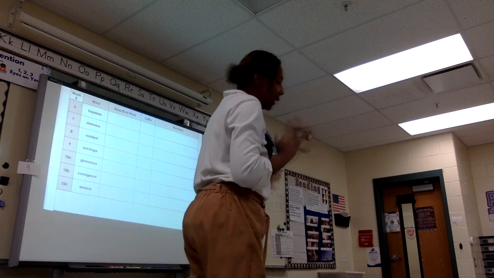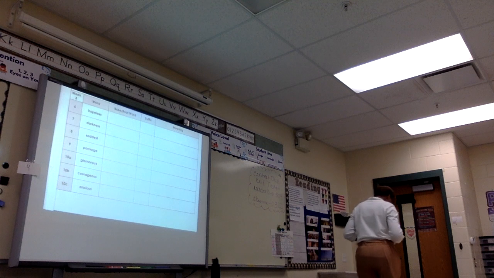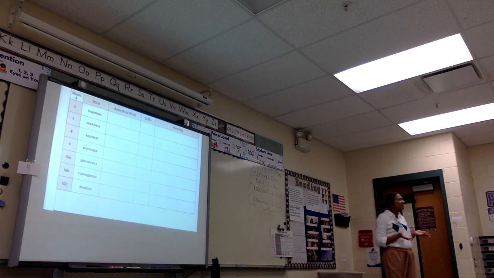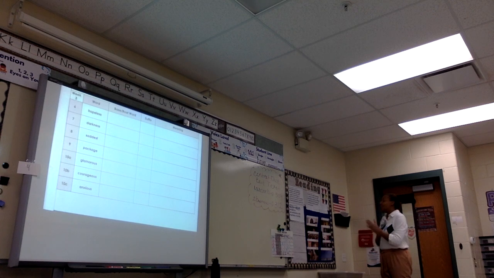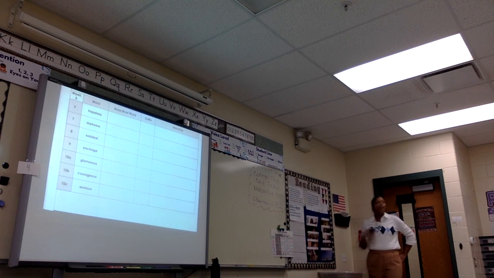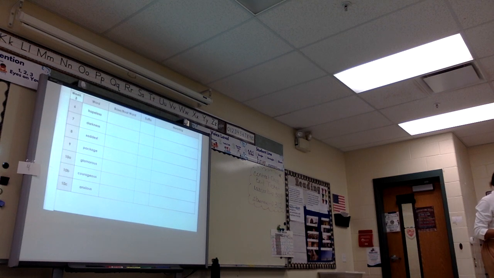This morning, we have been working on our morphology. Yes? Very good. What is morphology? That's a big word. Morphology is when we can identify and apply knowledge of common Greek and Latin roots, base words, affixes to determine the meaning of unfamiliar words. That's a lot, right?